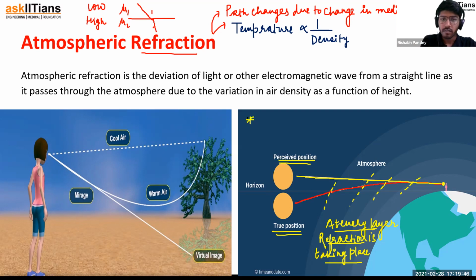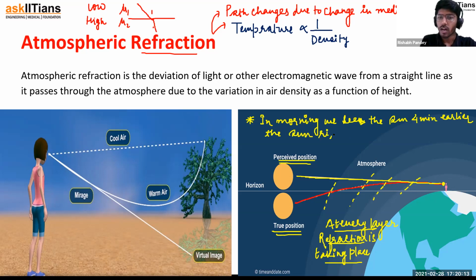And also you should note a point over here that in the morning we see the sun 4 minutes earlier. We see the sun 4 minutes earlier. The sunrise. So before the sun rises, we are already seeing the sun in front of us.